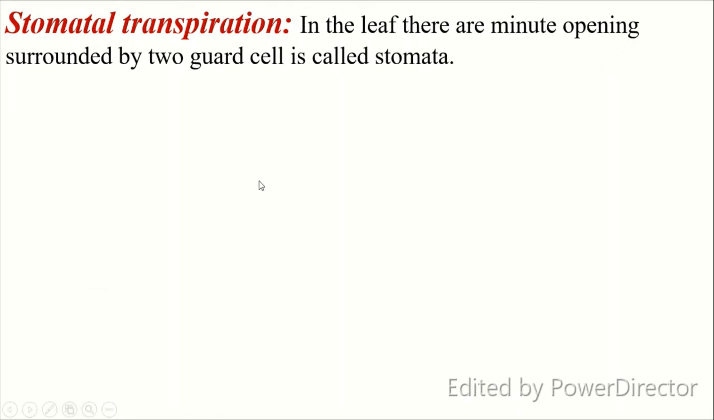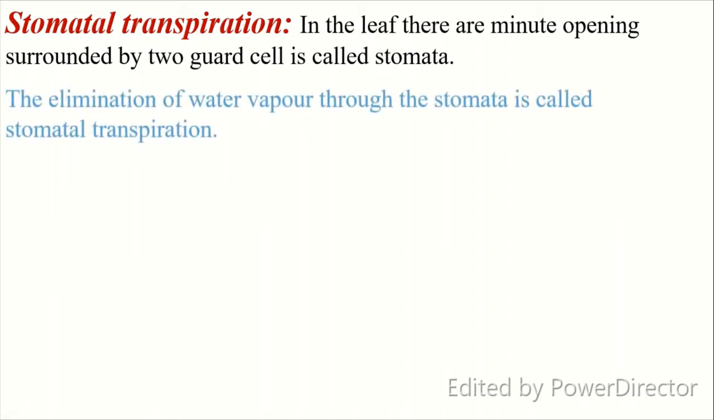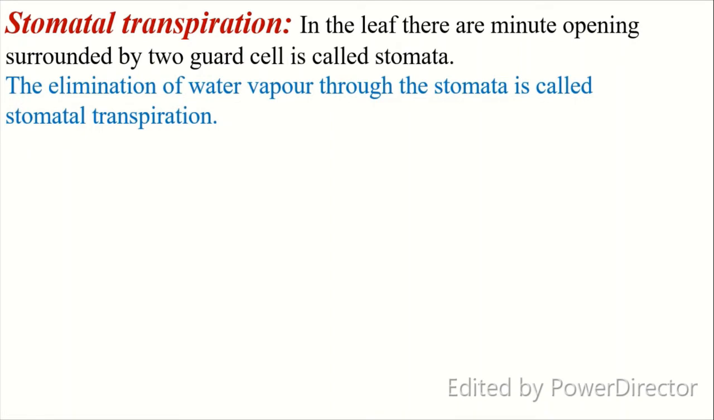Now, stomatal transpiration. In the leaf there is a minute opening surrounded by two guard cells. It's called stomata. That means stomata is a small pore which is found on the upper layer and lower layer of leaves. So the elimination of water vapor through the stomata is called stomatal transpiration.